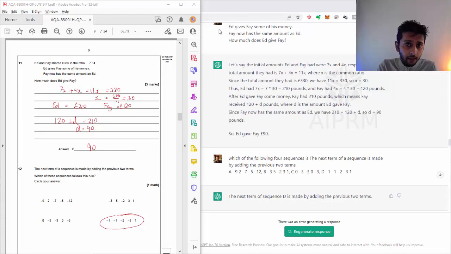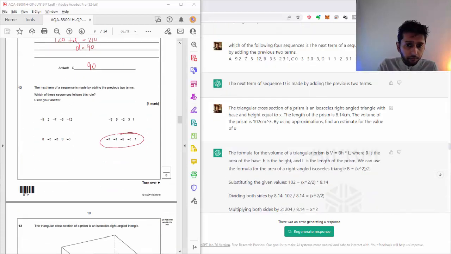Number 11. Ed gives Faye some of his money. Faye now has the same amount. How much money does Ed give Faye? And it's done a bit of working out here. Came to the conclusion of 90. So from there, I've kind of wrote out what I could, and I've written down the answer of 90, which I'm sure is wrong.